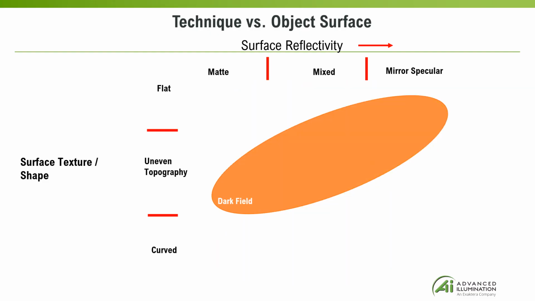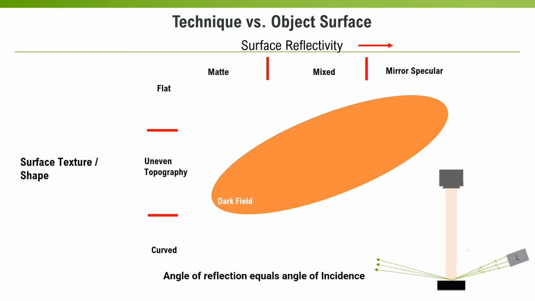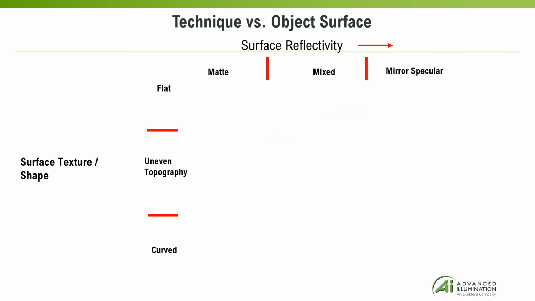An important principle to remember is that effective application of dark field lighting relies on the fact that much of the low angle light incident on a mirrored surface, less than 45 degrees, that would otherwise flood the scene as a hot spot of glare, is reflected away from rather than toward the camera. We call this principle angle of reflection equals angle of incidence.